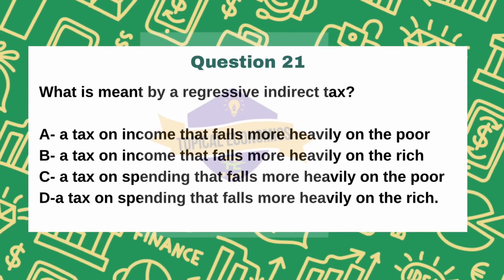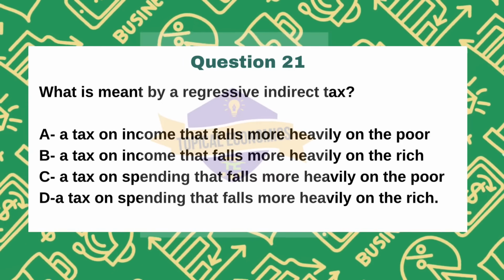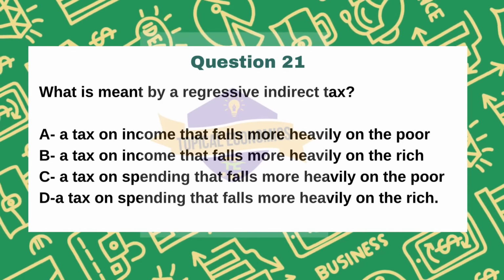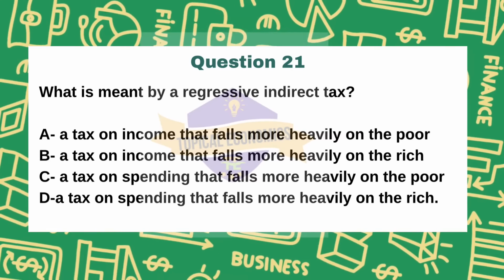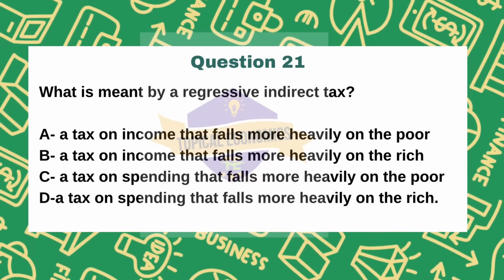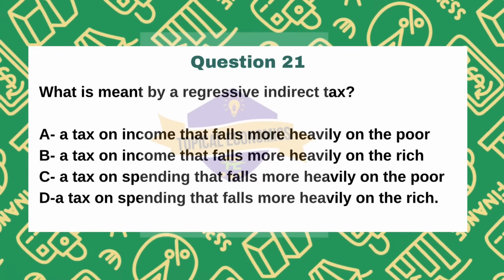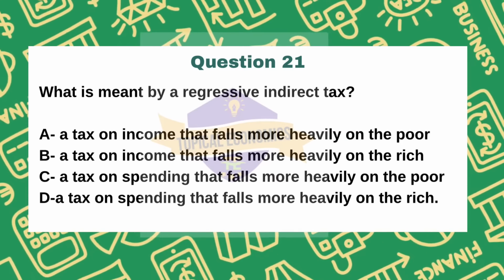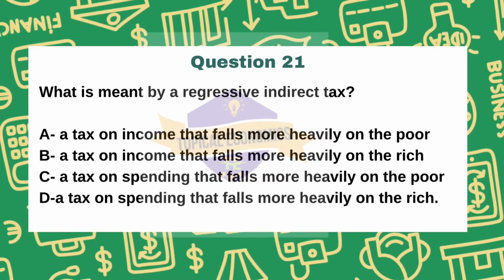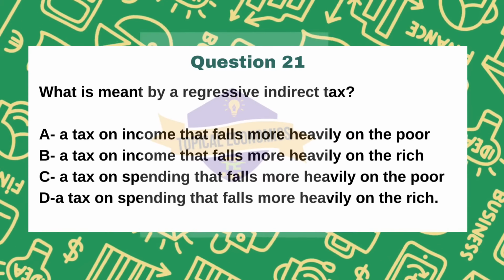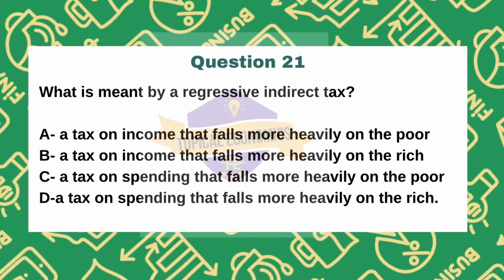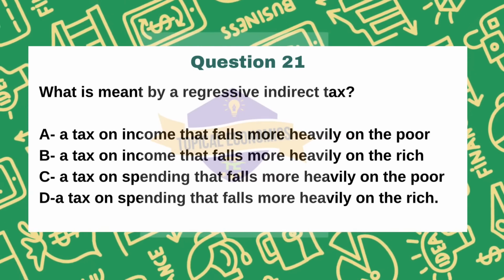What is meant by a regressive indirect tax? A. A tax on income that falls more heavily on the poor. B. A tax on income that falls more heavily on the rich. C. A tax on spending that falls more heavily on the poor. D. A tax on spending that falls more heavily on the rich. The correct answer for this question is option C. A tax on spending that falls more heavily on the poor.